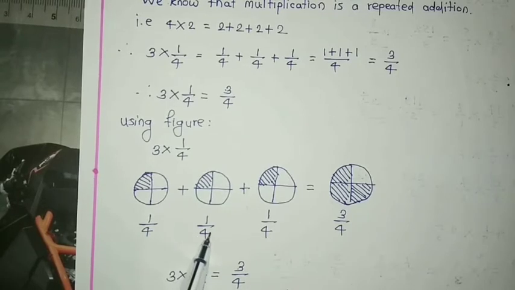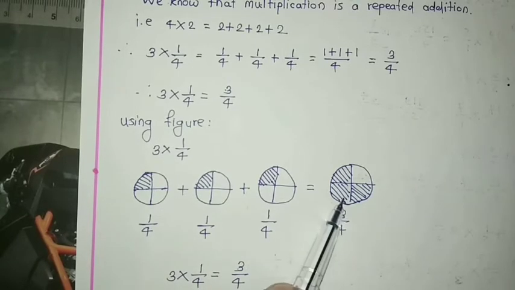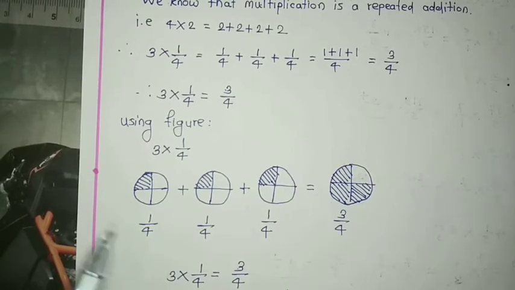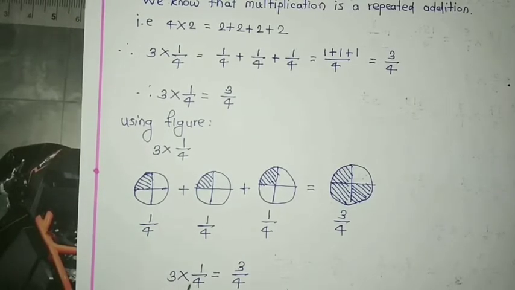I add this 1 divided by 4 plus 1 divided by 4 plus 1 divided by 4. I get 3 divided by 4. I add these 3 portions and I get the 3 divided by 4 shaded portion. So if we multiply 3 into 1 divided by 4, I get 3 divided by 4. So by using a figure, we also get this answer.